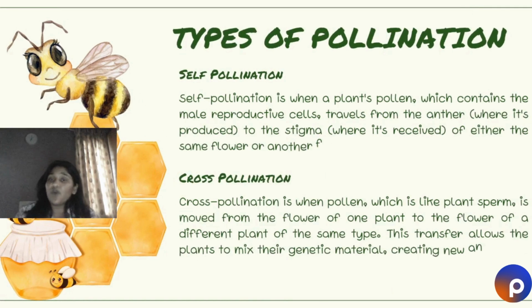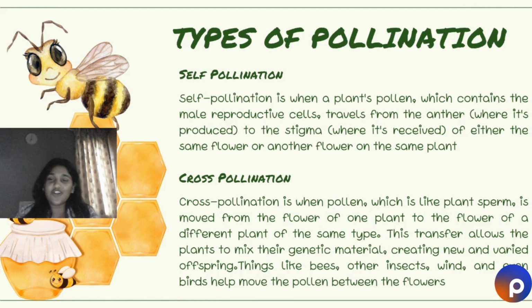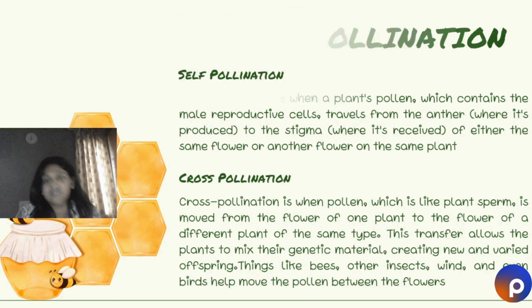So what are the types of pollination we can look at? Self-pollination and cross-pollination. Self-pollination is where a plant's pollen, which contains the male reproductive cell, travels from the anther to the stigma of the same flower or another flower of the same plant. Then there's cross-pollination, where pollen, like plant sperm, is moved from one flower of one plant to the flower of a different plant of the same type. This transfer allows the plants to mix their genetic material, creating new and a variety of offspring. Bees or other insects, wind and even birds help move pollen between flowers.